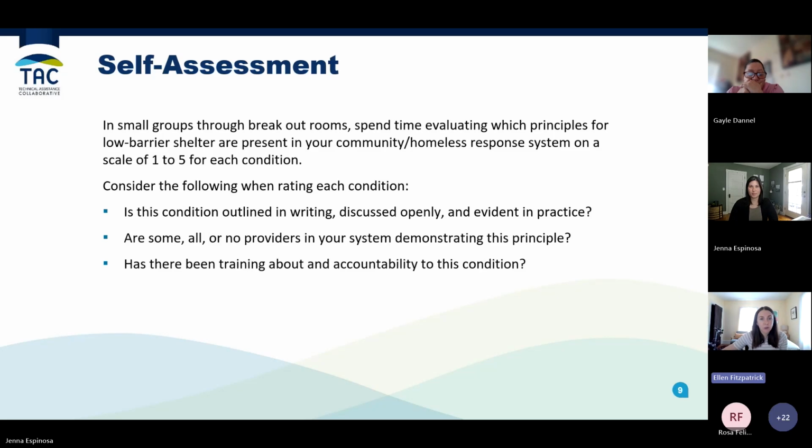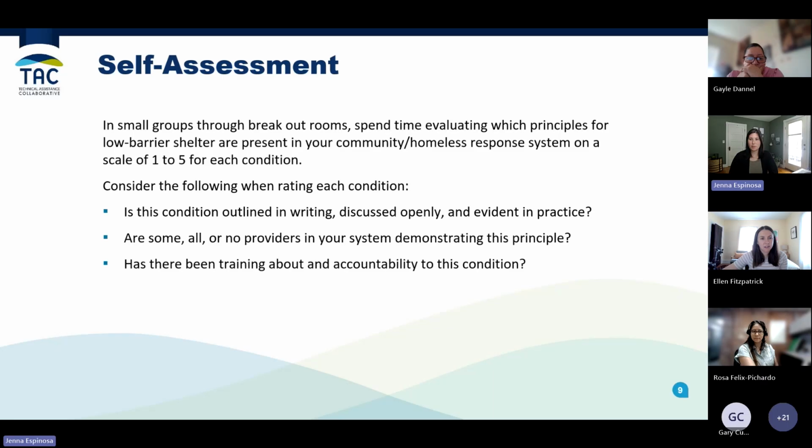So Rosa is going to move us into breakout rooms. Jenna, how long do you think we should give folks to chat? I'd say let's do 10 minutes. I think that's a good amount of time. Okay. So I'm going to put the link to the Google document in the chat for reference. We'll give folks about 10 minutes to talk, and then we'll come back together.